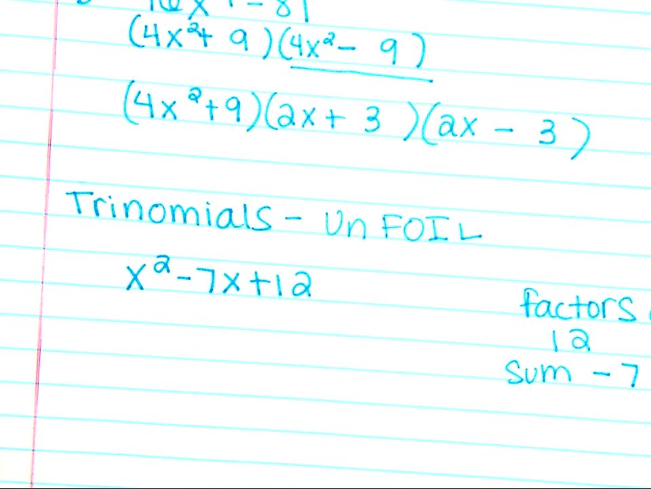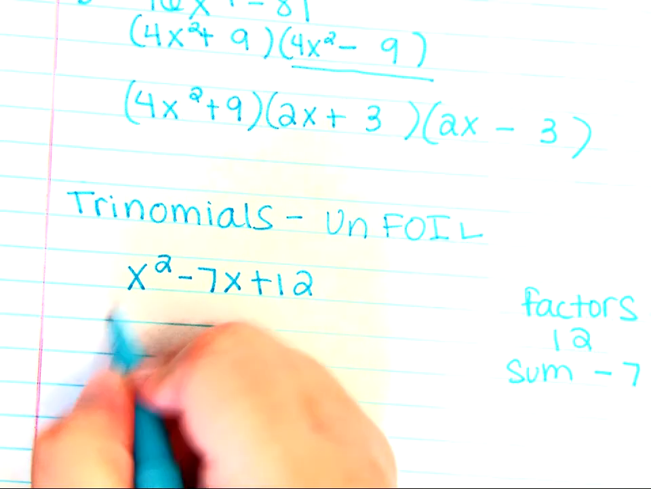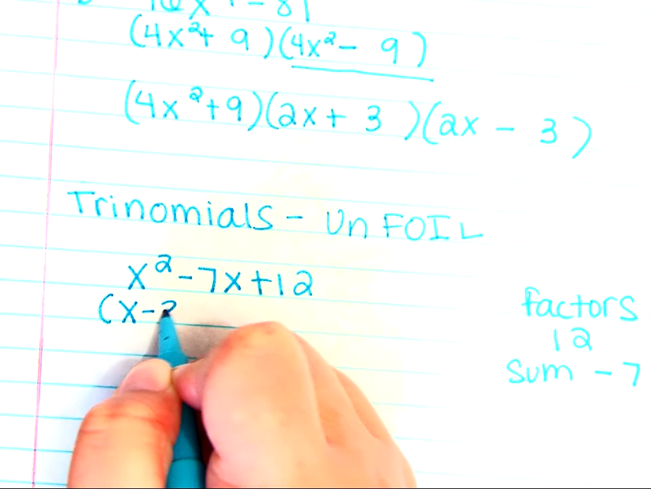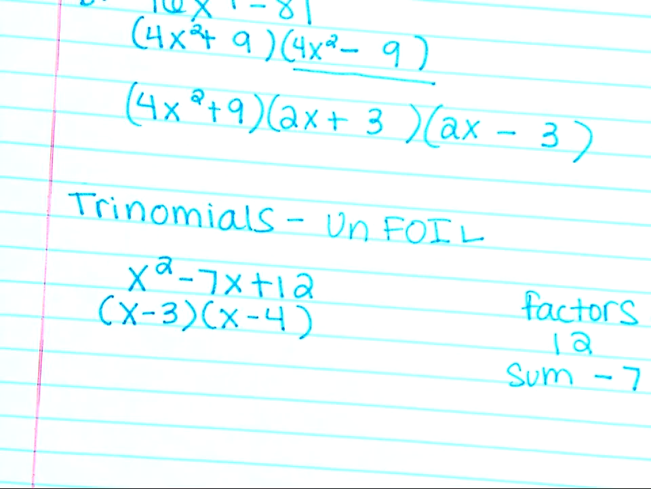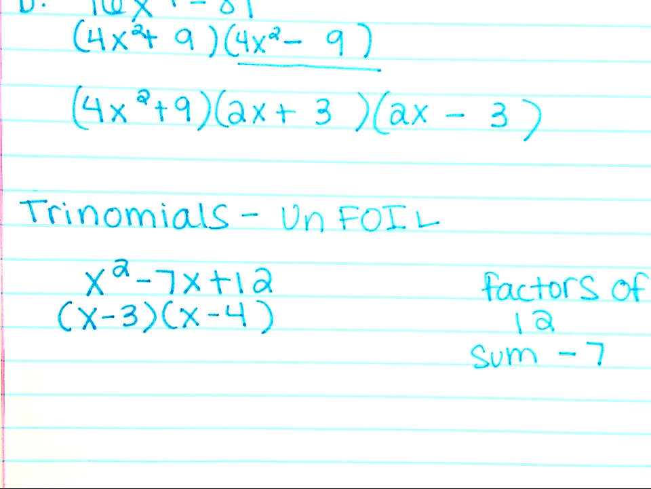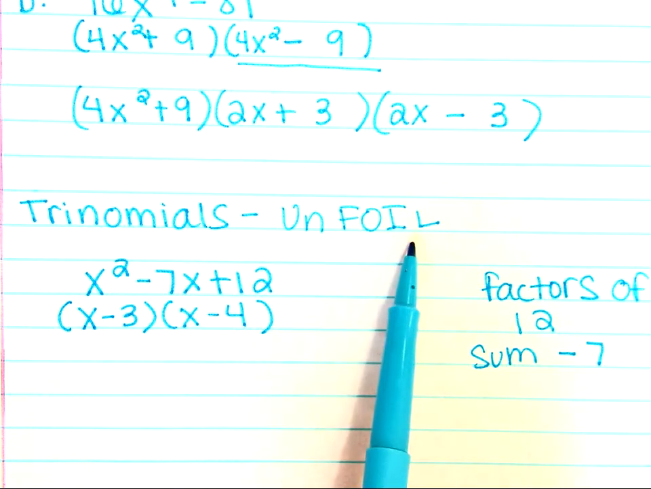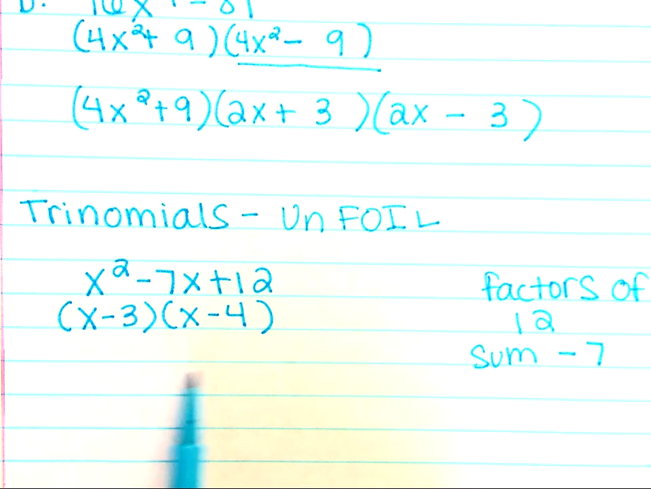So I start going through my factors of 12. 1 and 12 would never get me to negative 7. 3 and 4, however, would get me to negative 7 if they were both negative. So I think I should have x minus 3 and x minus 4. So for the most part, people are pretty good at trinomials. Remember, if this is unfoiling, you can always foil your answer to see if you're correct.